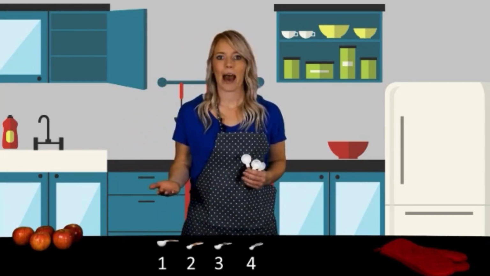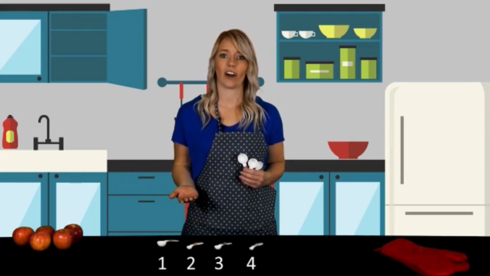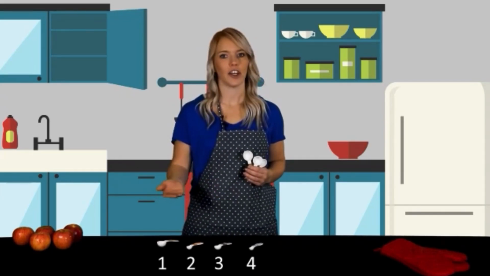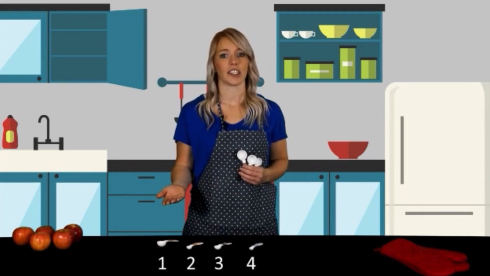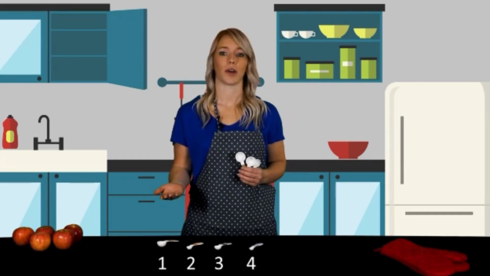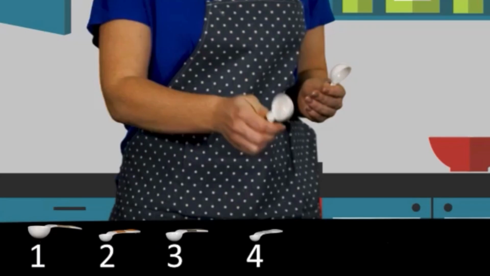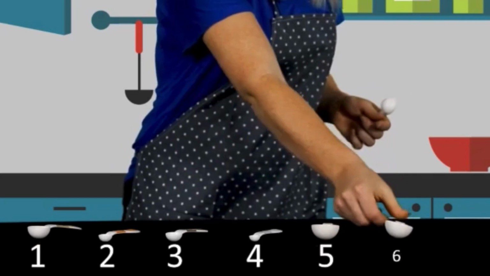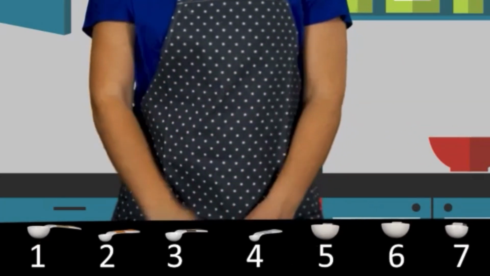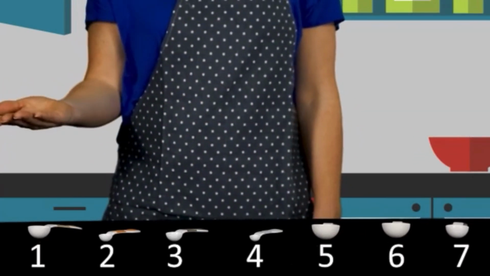I want to know how many measuring spoons I now have altogether. I already know I started with 4. I started with 4 measuring spoons, so I count on from 4. 5, 6, 7. I have 7 measuring spoons in all. Now that you know how to count on, you'll be able to count almost anything. Give it a try while I go bake that delicious apple pie.